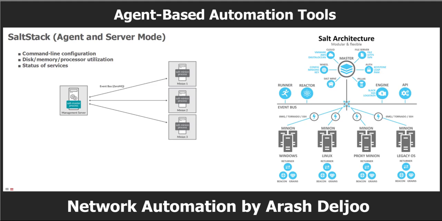These actions are called jobs, and the executed jobs can be stored in an external database for future review or reuse. As you can see in this figure, we have the SaltStack master and some reactors residing on the master, and also we have the SaltStack minions, and in the minions we have beacons. Okay, actually beacons should send notifications about the command line configuration, about disk, memory, and processor utilization, for example, and also about the status of a service.